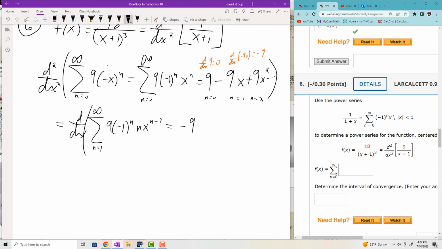The next term should be 18x. So let's just make sure. So this is n equals 1. When n is 2, I'll have positive, negative 1 to the 2 is positive 1. And then you have 9 times 2x to the first. So yeah, that works. Okay. And then I got to take the derivative of that expression again. So I'll have 9 times negative 1 to the n times n minus 1 times x to the n minus 2. And that better equal, well, let's see.